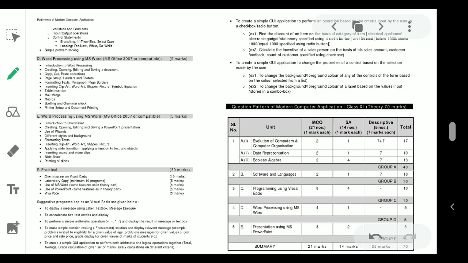In case of practicals, you have only Visual Basic. Your laboratory copy carries 5 marks. On the day of the program, you have 10 marks. In PowerPoint features writing you have 5 marks, in MS Word features writing you have 5 marks, and Viva is 5 marks. Apart from this, there are 2 new chapters: MS Word, that is word processing, and PowerPoint, which are included in your practical syllabus as well as in your theory syllabus.